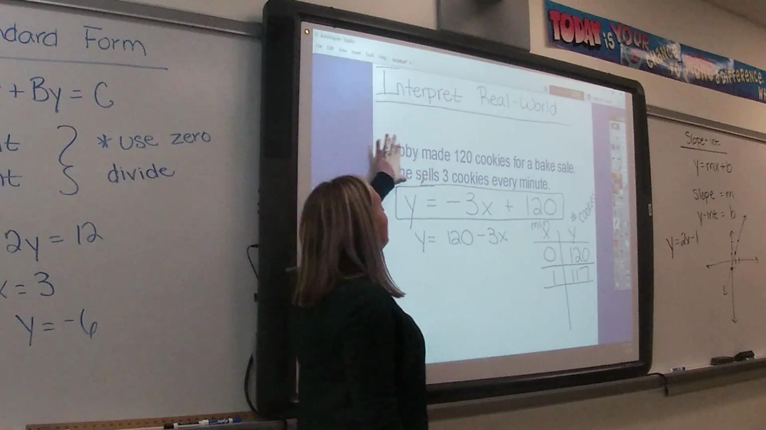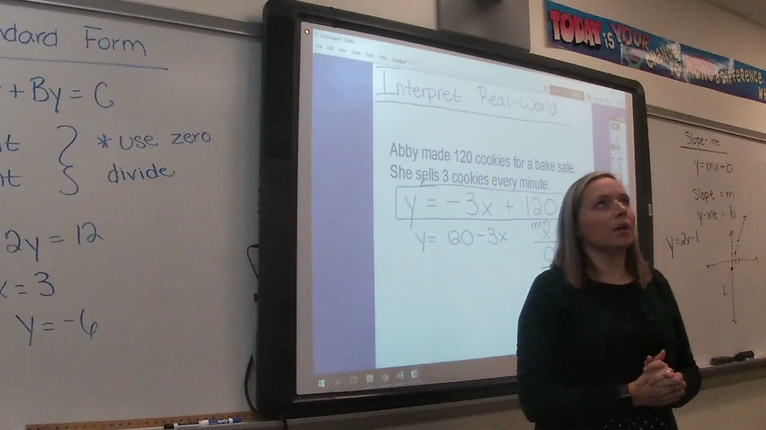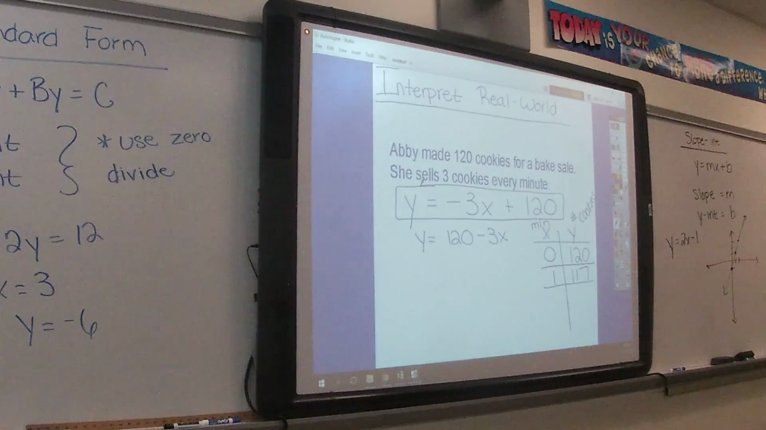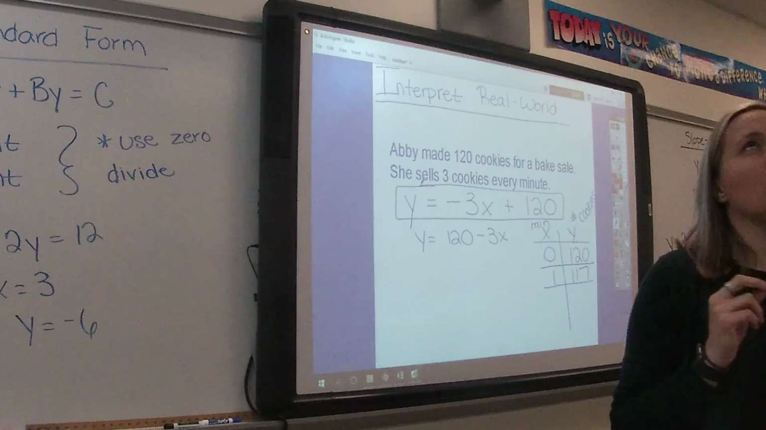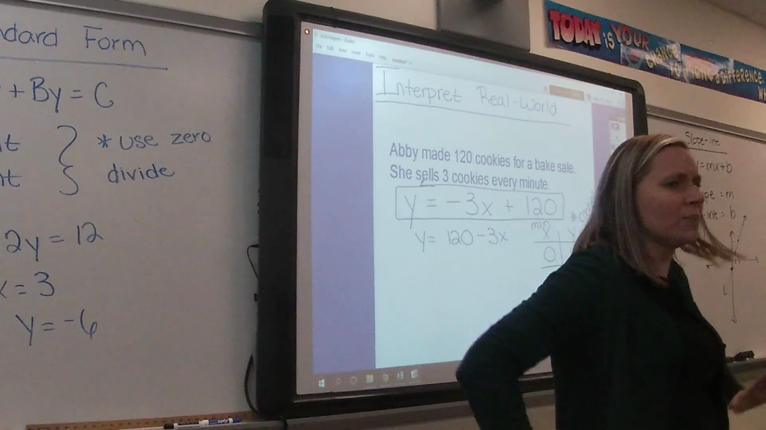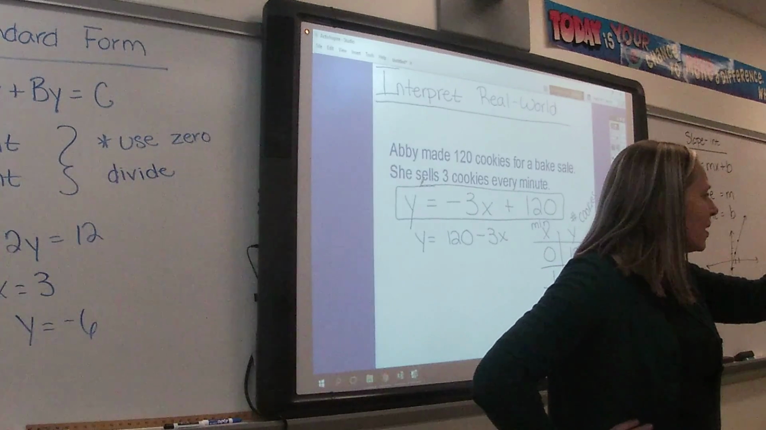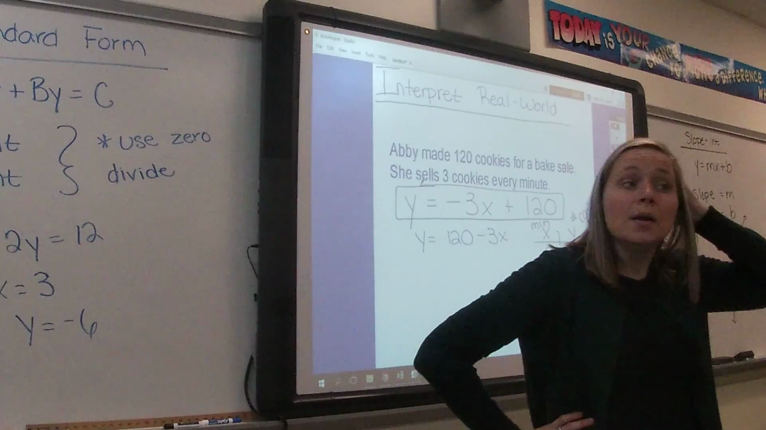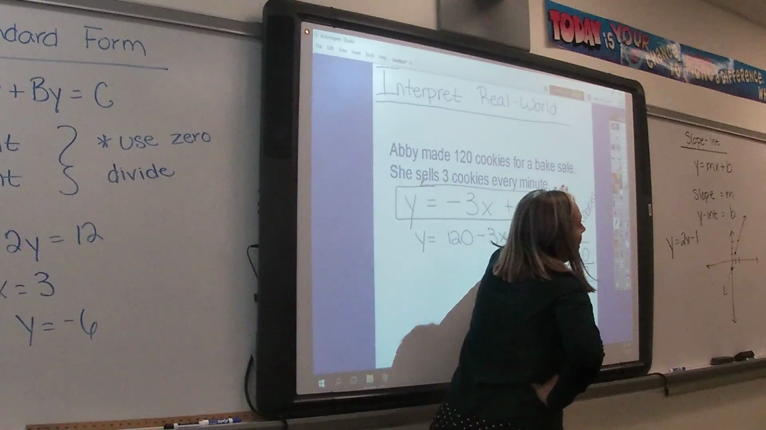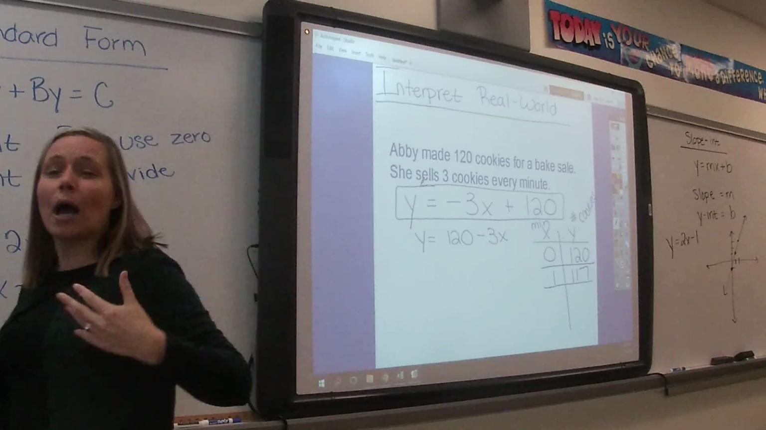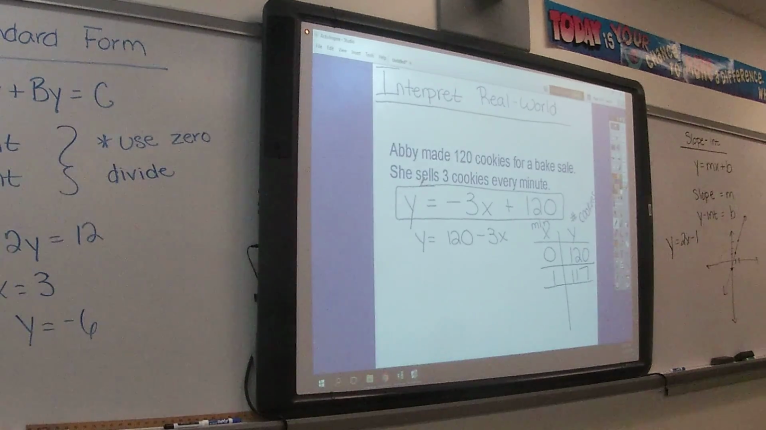If Abby only looks at the word problem, she's going to have to start going, at 1 minute, I'll have 117 left. At 2 minutes, I'll have 117 minus 3 more, 114 left. Another 3 minus, 111. How is that going to work as a business model? That's pretty annoying, right? Abby, are you going to want to have to do that to calculate how many cookies you have left? No. But if we have this equation, and Abby wants to know how many cookies she has left after 20 minutes, what is she going to do?